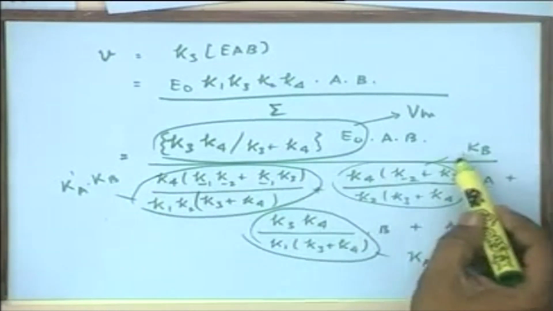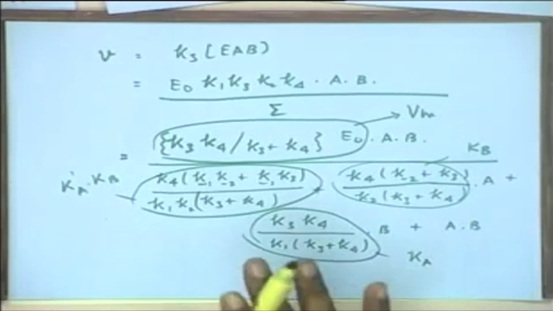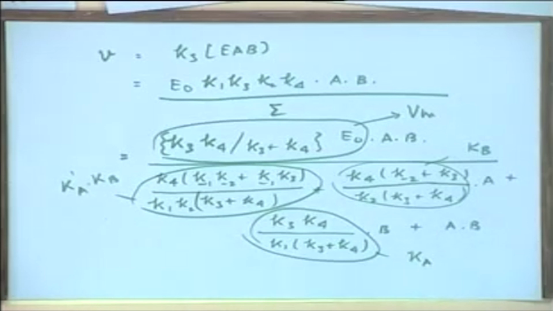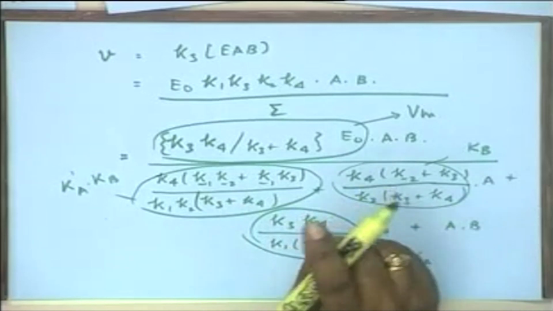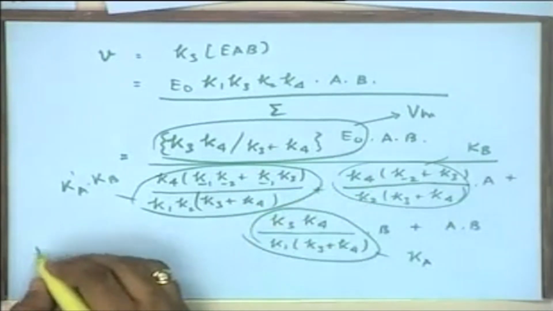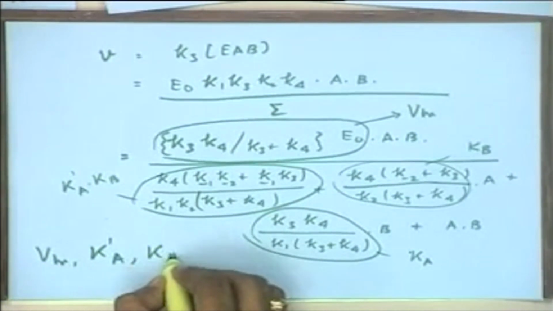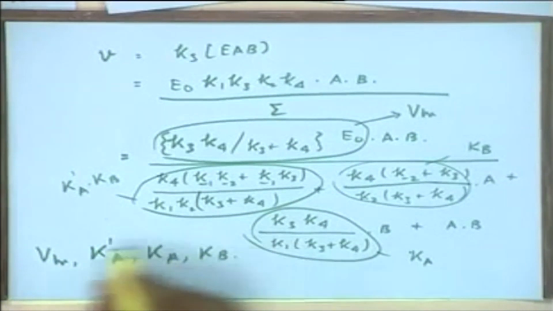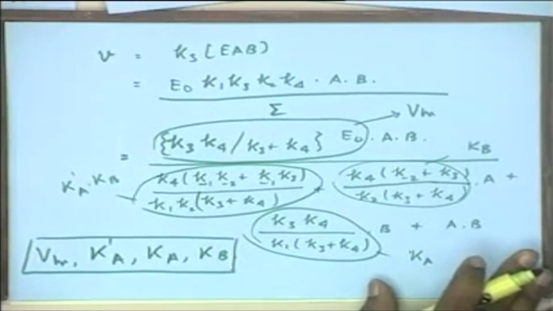Of course, by dividing from this term you can get the value of K dash A. So essentially this is identical to what we wrote as the generalized rate expression proposed by Alberti, and one can get the individual rate constants in the form of the 4 parameters that we talked about: Vm, K dash A, K and Kb, which represent the kinetic parameters for a given enzyme.